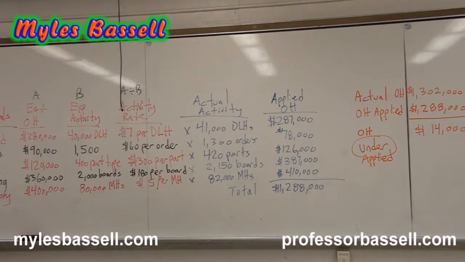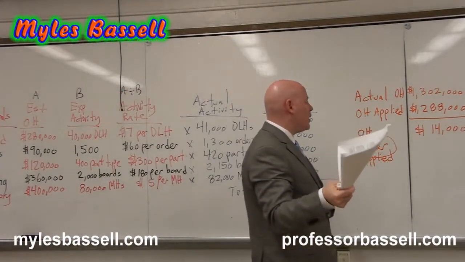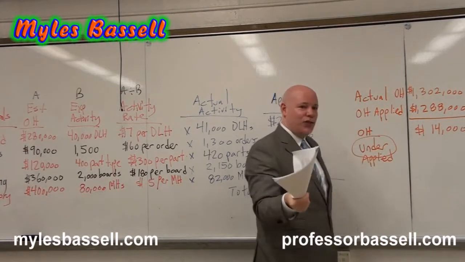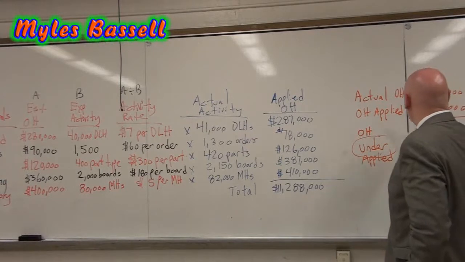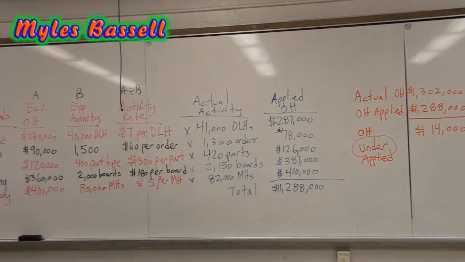Well, it's important because we're going to have to make journal entries. This is not just on paper. We're going to actually apply the 1,288,000 to our books. Then once we find out whether it's over-applied or under-applied, we're going to have to do some adjusting entries. Yes, but we don't journalize the estimated amounts.